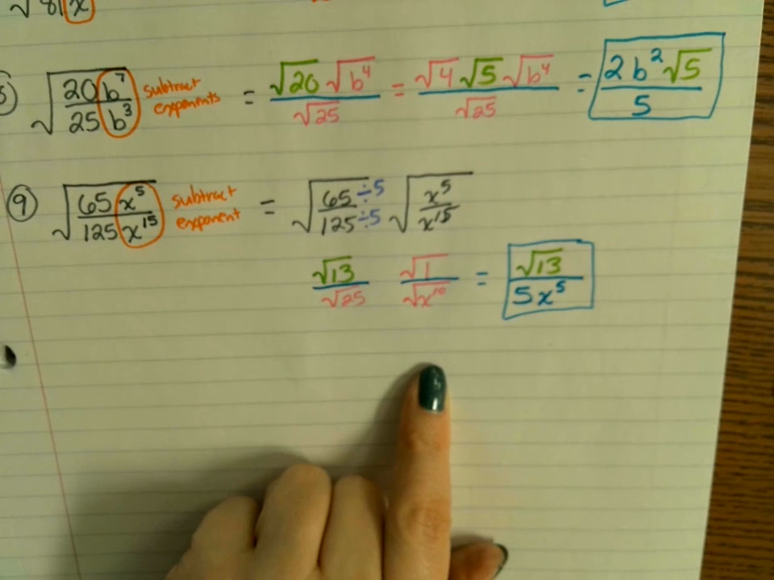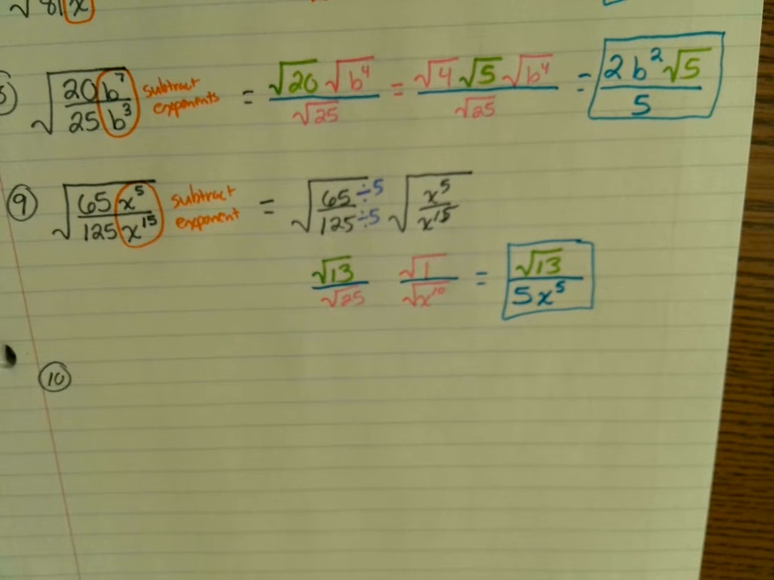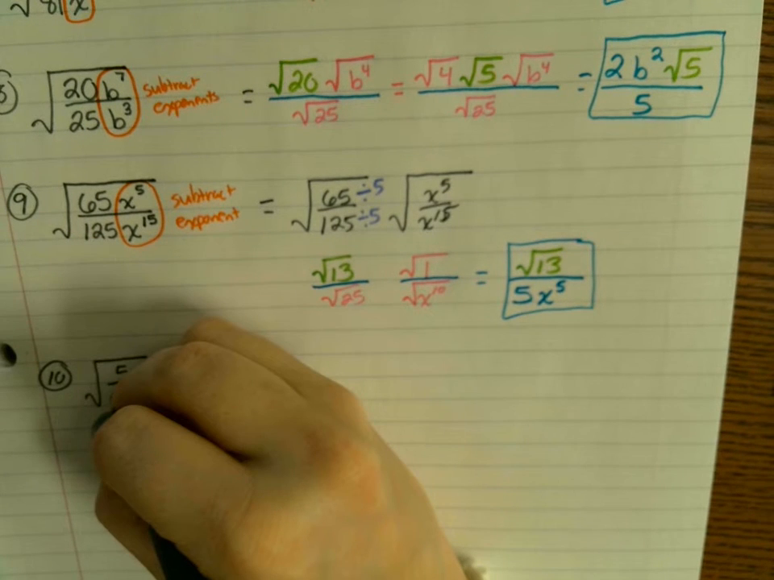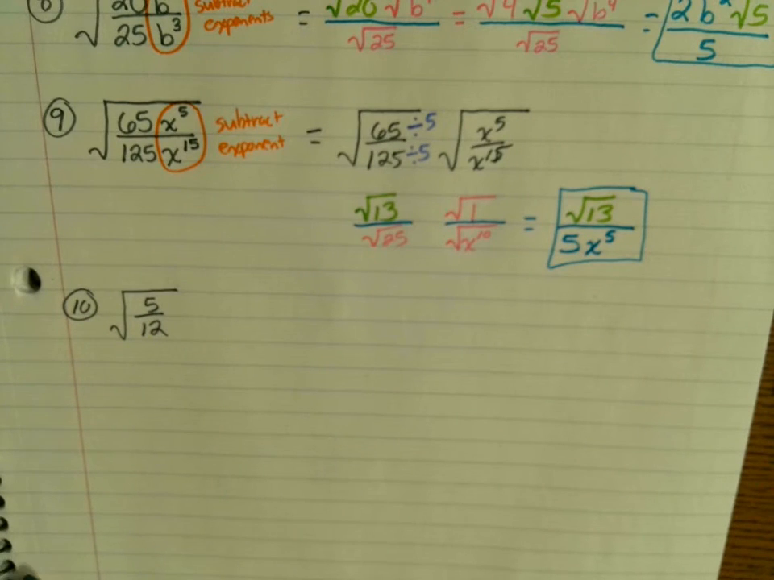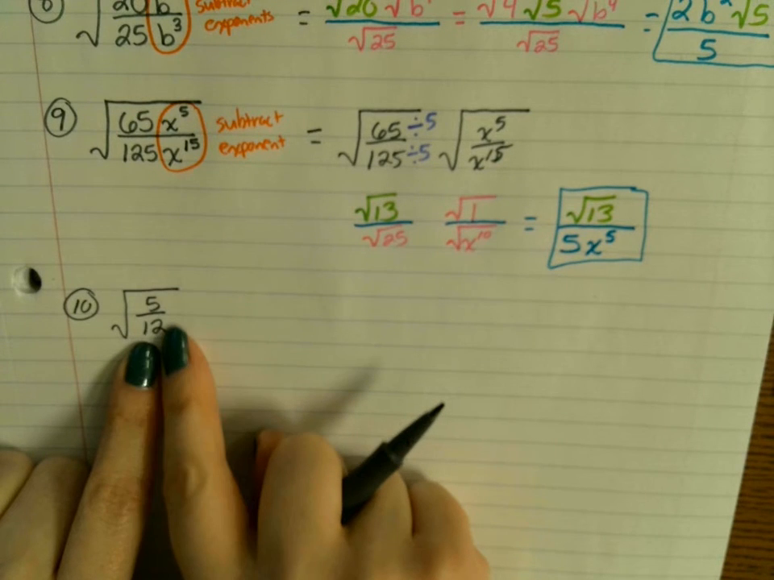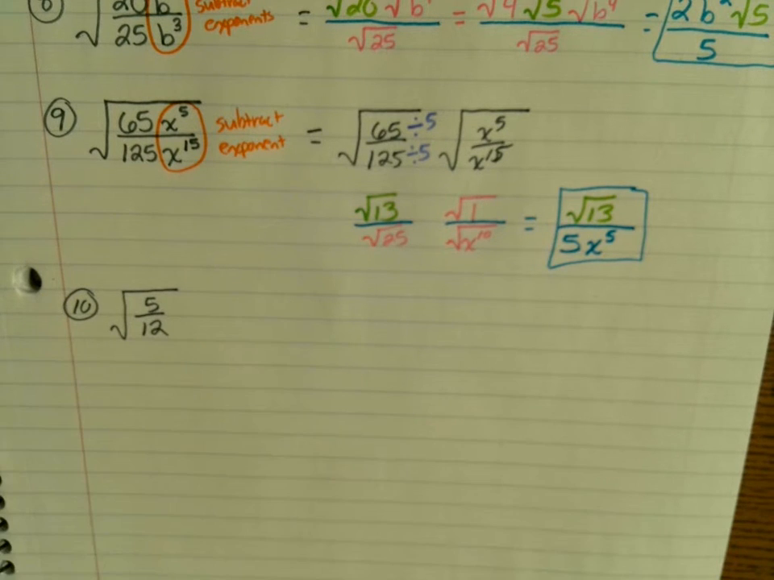Rationalizing the denominator. Let's get into that. We'll start easy. If I give you something like square root of 5 over 12. 12 is not perfect. We can all agree on that. And I think we can all agree that you cannot simplify 5 and 12. So in a situation like this, you have to do what's called rationalizing your denominator.